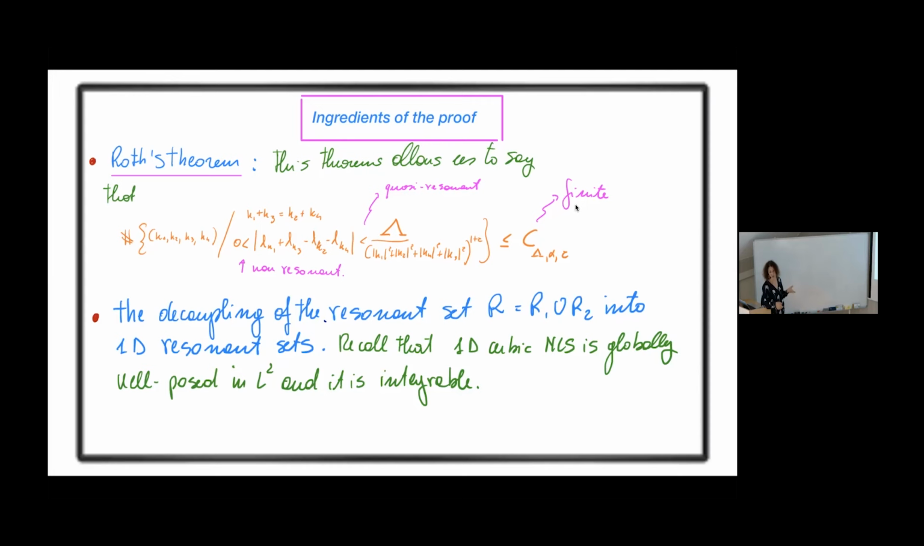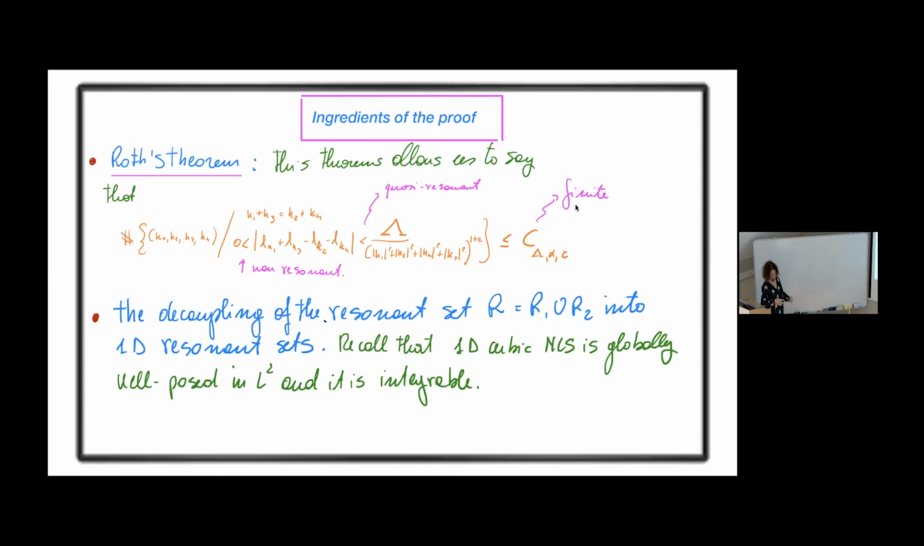So in other words, when you're looking at a quasi-resonant frequency, the infinitely many are only the ones where you have equality here. Everything else is going to be a finite number. And this is an important fact. The second important fact is exactly that you can separate the resonance set, when it is equal to zero, into two 1D resonance sets. And as I said, recall that in 1D you have integrability, and that is somehow inherited here, in a weak sense.